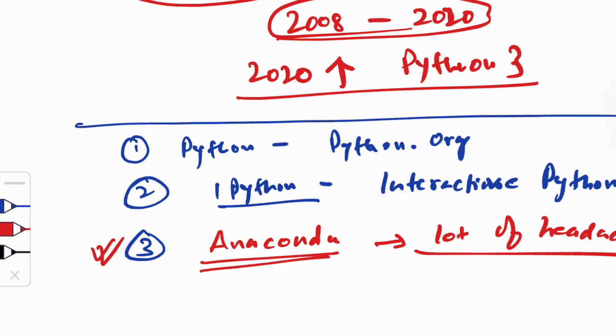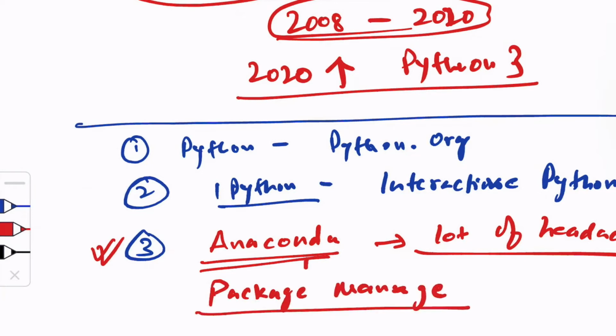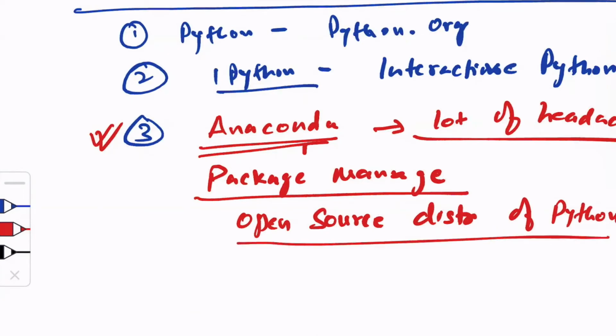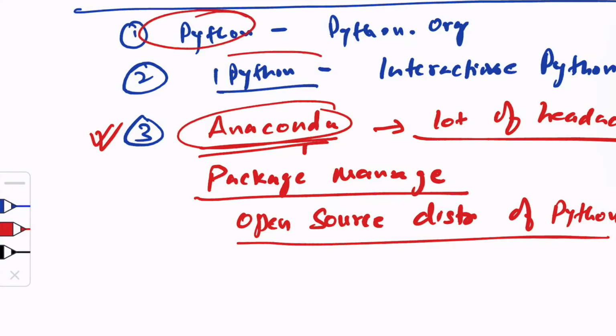And mainly, what problem it solves: it is essentially a package manager. It is two things. Anaconda is a package manager, it manages the packages. And the second thing is that it is an open source distribution of Python. It is both things. And it does several other things also. Now, why is Anaconda preferred over Python or IPython? I will talk to that in a minute.